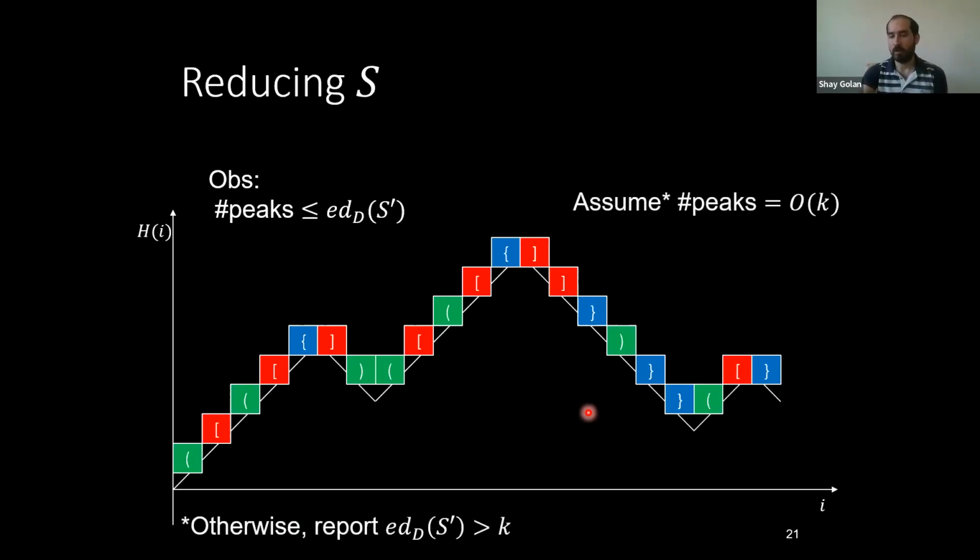And therefore, we can assume that the number of peaks is order of k, since if the number of peaks is larger than k, then we can just report that the Dyck edit distance of the input is larger than k, and we don't really need to do anything else. And if the number of peaks is order of k, then for sure also the number of valleys is order of k, since between any two valleys there is a peak.